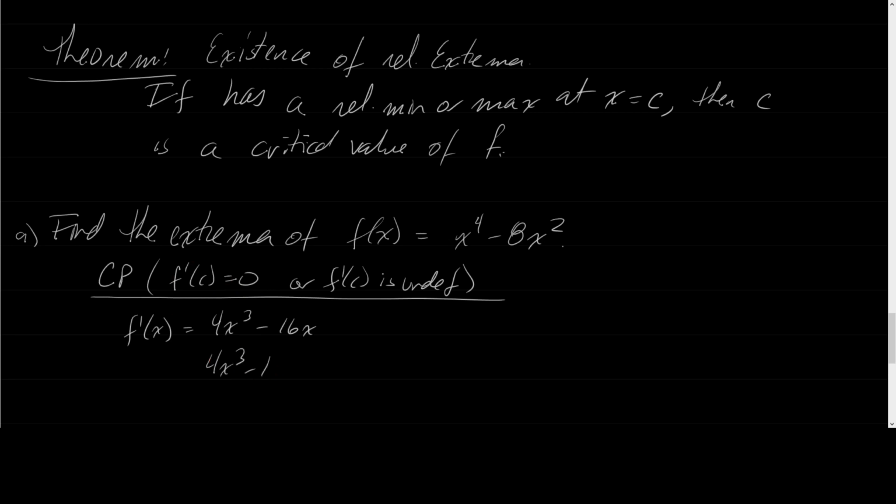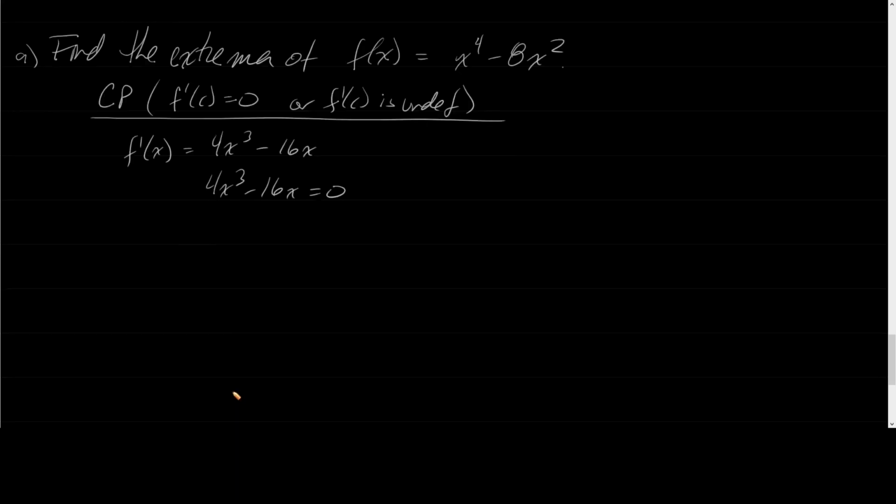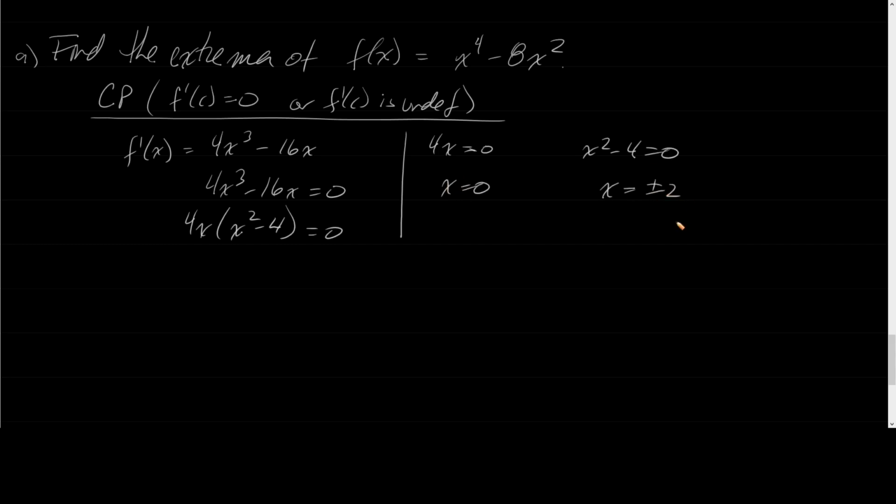So 4x cubed minus 16x equals 0. I'm going to factor out 4x out of each of these, and I end up with 4x times x squared minus 4 equals 0. So what I really end up with here is that either 4x equals 0 or x squared minus 4 equals 0. From here I get x equals 0. From here I get x equals plus or minus 2.